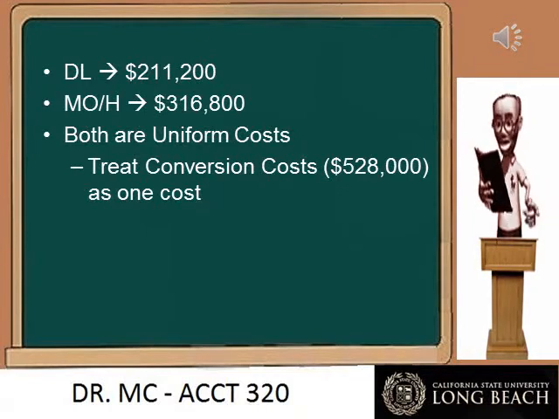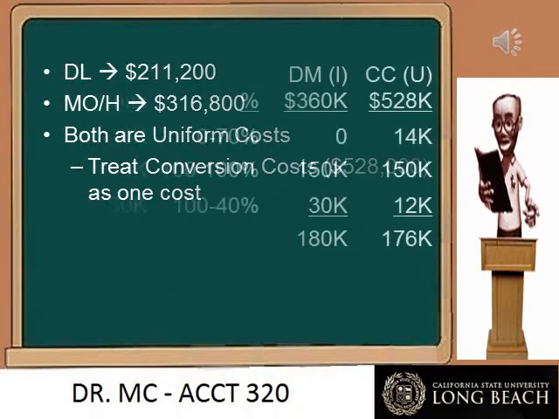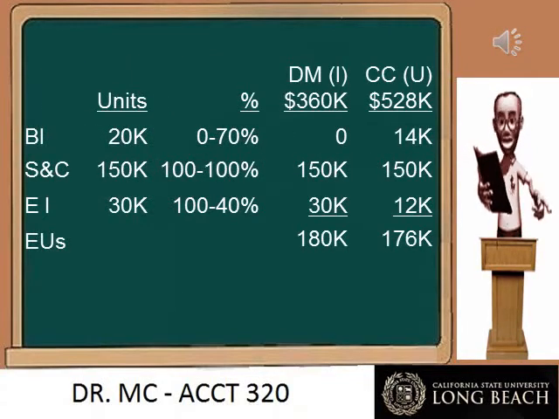We add $528,000 to the numerator of the average conversion cost calculation. The U that appears next to conversion costs tells us that conversion costs are a uniform cost. To get the denominator number, we multiply the units for each group by the conversion cost percentage.